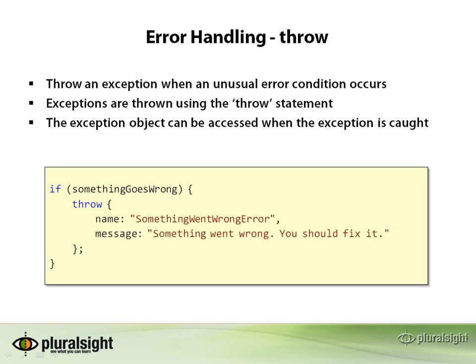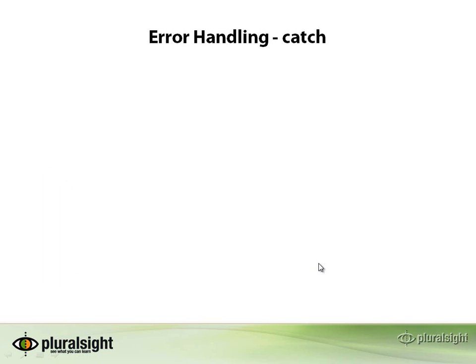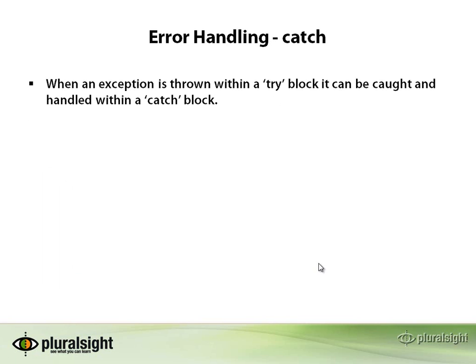This is what it looks like to throw an exception. You can see the use of the throw keyword, and the throw statement is given an object, and here I've given it a name property and a message property, but there aren't any rules about the contents of that object. The power of this style of exception handling is that we can throw an error where it occurs and then choose to handle it wherever it makes the most sense for us.